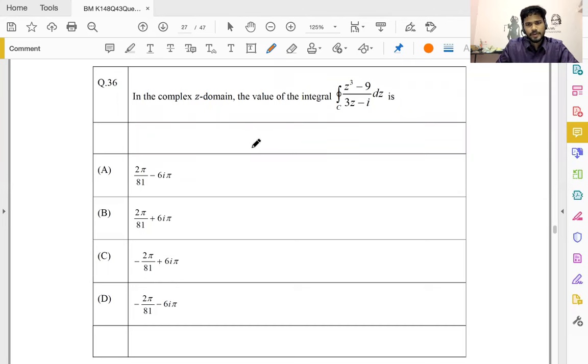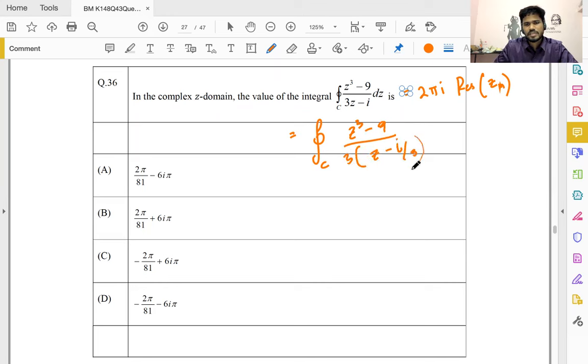So yeah, there is only one trap here. This should be 2 pi I into the sum of residues. There is only one pole. So residue at Z equals I by 3. Just be slightly careful. For the sake of everyone, let's do this: 3 into Z minus I by 3. Okay, the pole is I by 3.